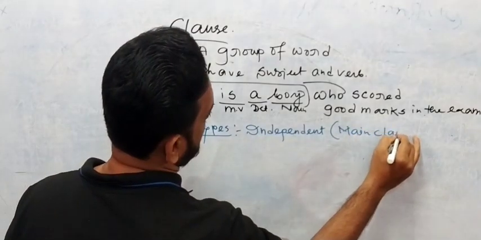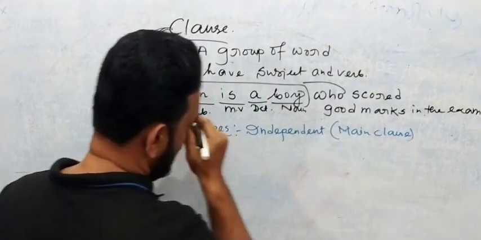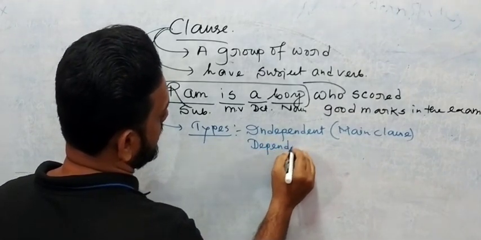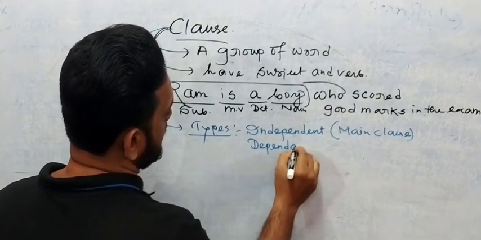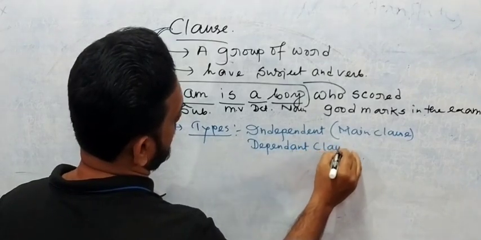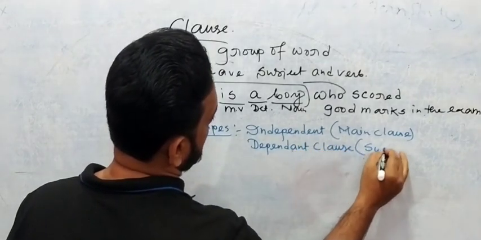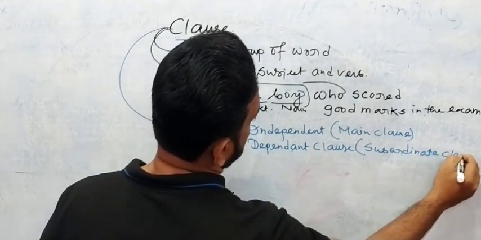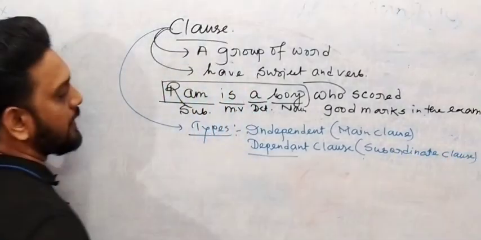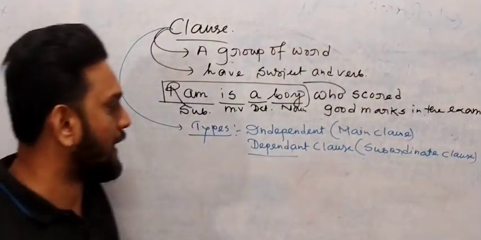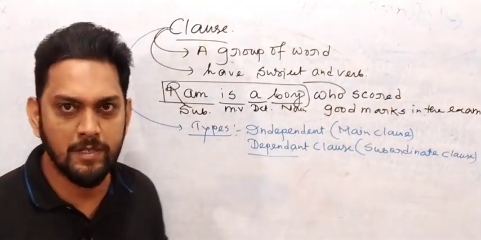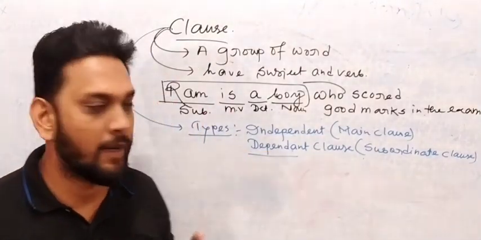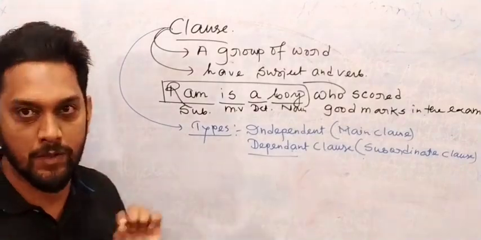Another one is the dependent clause, which is known as subordinate clause. It means that a dependent clause is always a subordinate clause and an independent clause is always a main clause or principal clause. Got it? So it has been divided into two parts. One is independent and another one is subordinate or dependent clause.